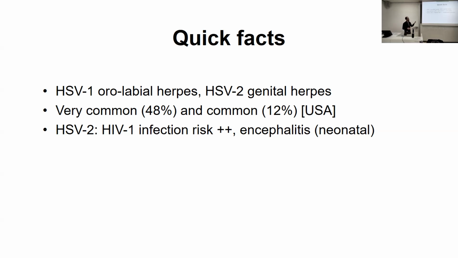HSV-1 is very common. Prevalence is about 50% in the overall population. HSV-2 is actually pretty common too. It's about 10%, but it of course increases with age. There's no vaccine for HSVs, but we have pretty decent antivirals. They're usually causing cold sores or blisters, which are extremely painful, I heard. But sometimes they also generate complications which are far from being negligible.